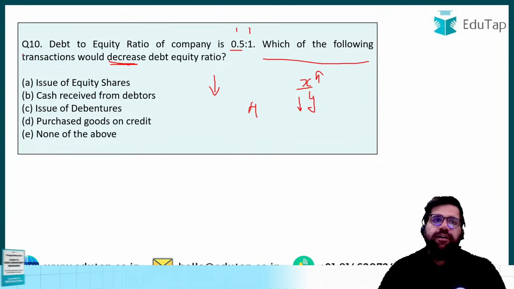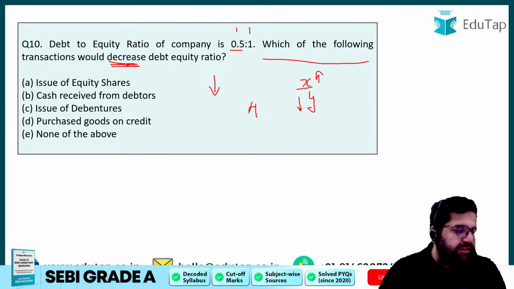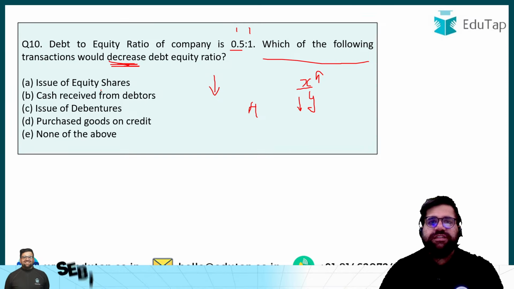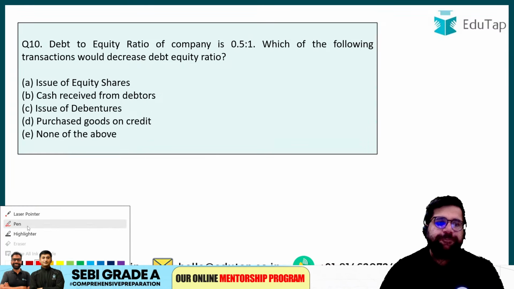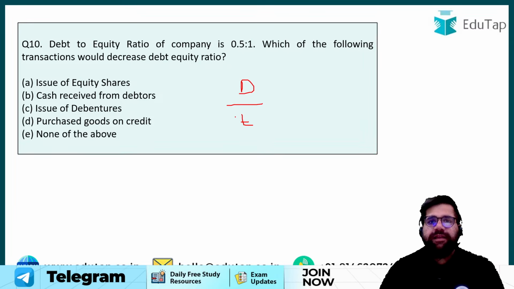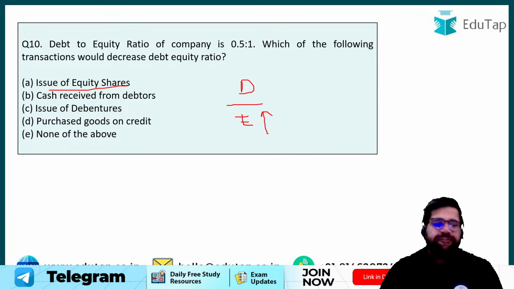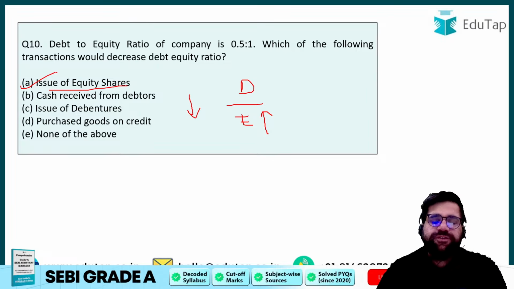Now, if a debt to equity ratio is given, which of the following will decrease? You have to see all the options and then mark it. Issue of equity shares. Cash received from debtors. Now, my friends, the overall fraction of debt to equity is debt upon equity. If I issue equity shares, that means I am increasing my equity part. So that will lead to the fall of debt to equity ratio. So the answer will be option A itself.